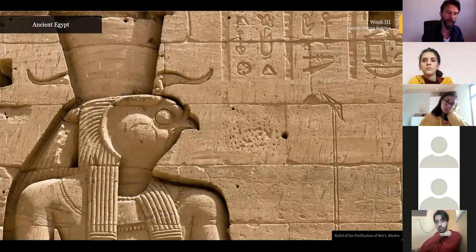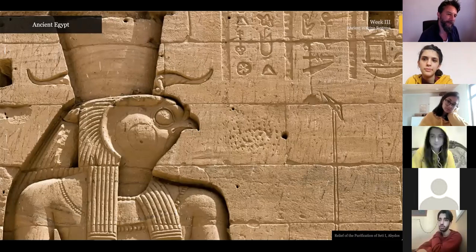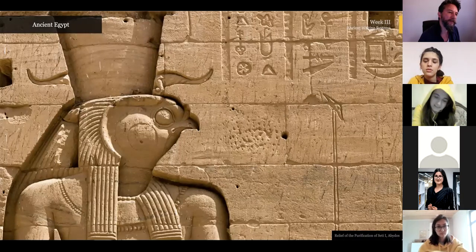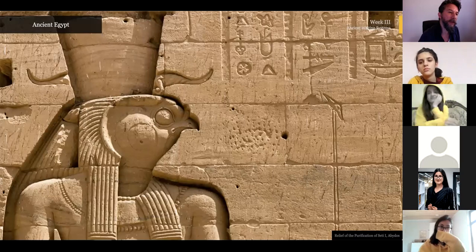Who knows which god is depicted here? Okay, which animal is represented in this head? The bird and what? Wasn't it Ra? It's Ra and it's a hawk, I think. It's a hawk. Yes. And that's Horus.